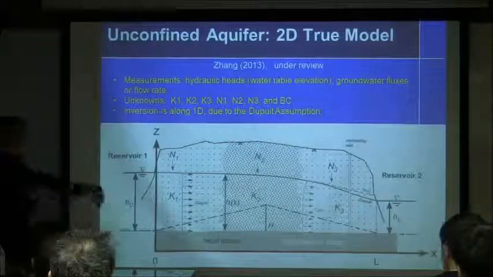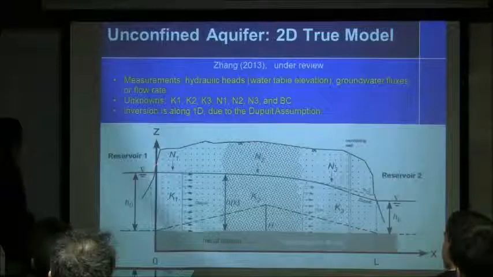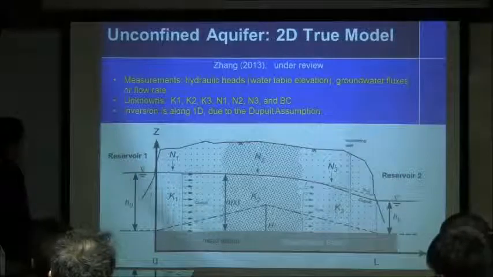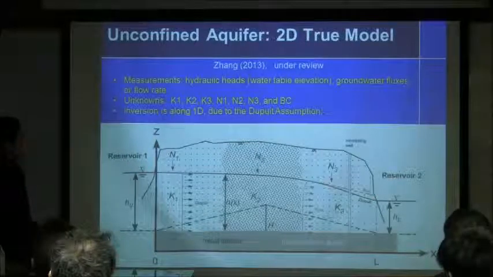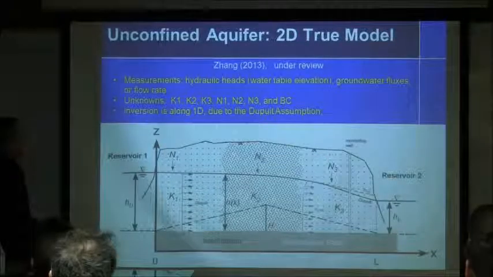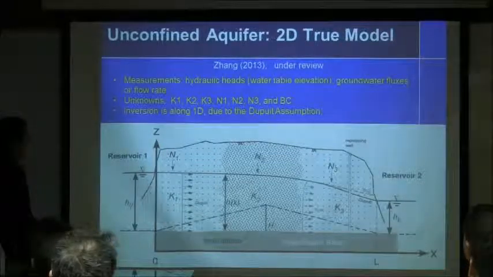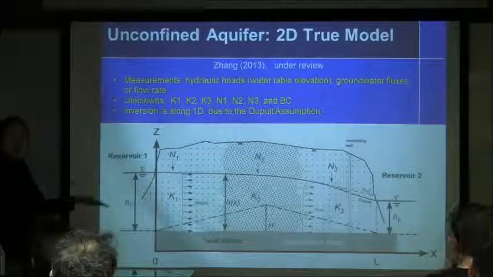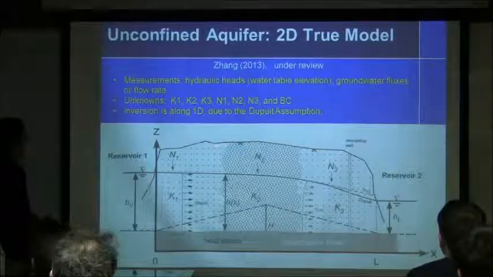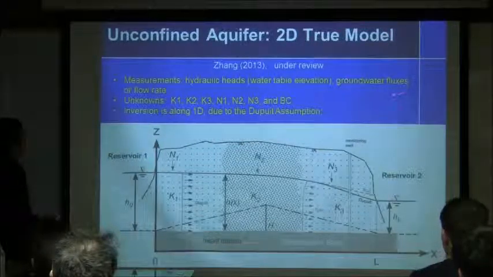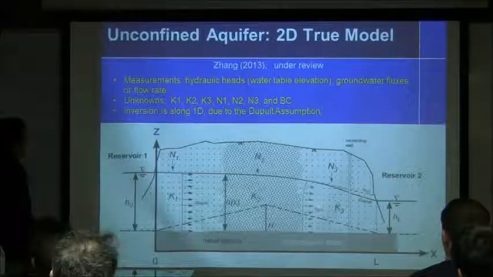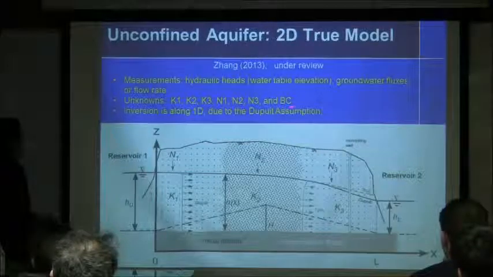Okay, so here is one result. The true model is 2 dimensional. So we have an aquifer. This is unconfined. We have a water table. We have 2 reservoirs which give the aquifer its boundary condition. And we have 3 different conductivity zones, 3 different recharge zones. Usually higher conductivity generally causes more water to infiltrate through, so higher recharge rate. And we measure some water table elevation, so we have some observation wells. And we can measure either fluxes or flow rate. Then we simultaneously infer the 3 conductivities, 3 recharge rates, as well as boundary condition.